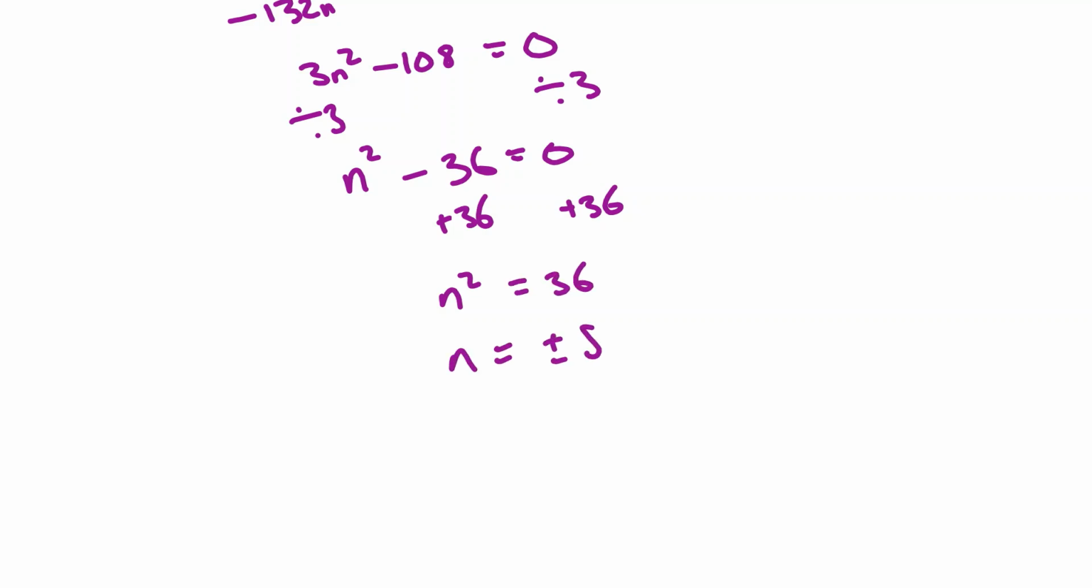So n is going to be plus or minus 6. Now, as it's a sequence, n has to be positive, so it is the 6th value in the sequence.